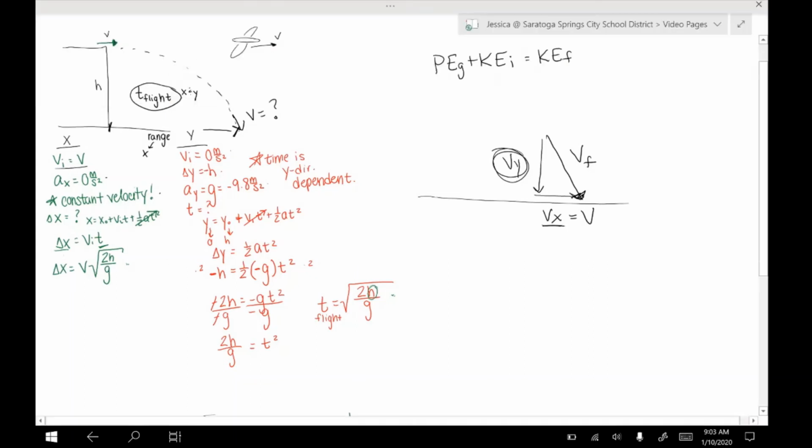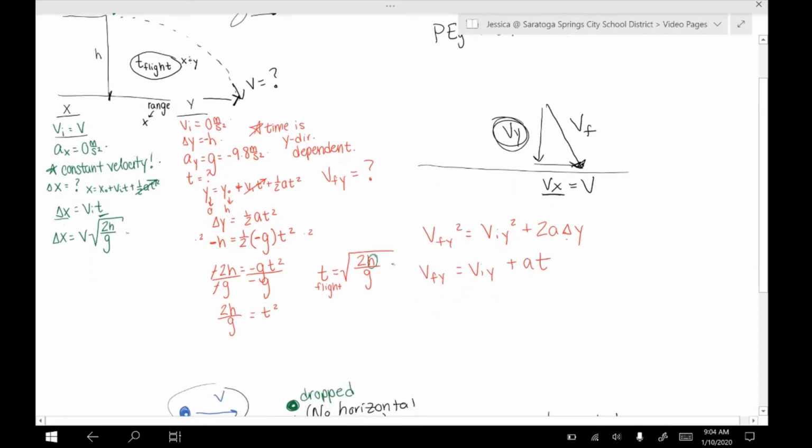Vy, on the other hand, depends on the y direction information. So let's say I wanted to find that final y direction velocity given the information about the y direction. There's a couple of different equations I could use to find that final velocity. I could use v final squared is v initial squared plus 2a change in y, or I could use v final equals v initial plus at, since I know the time and I know change in y. I like to use things without squared, so let's go ahead and use this equation.